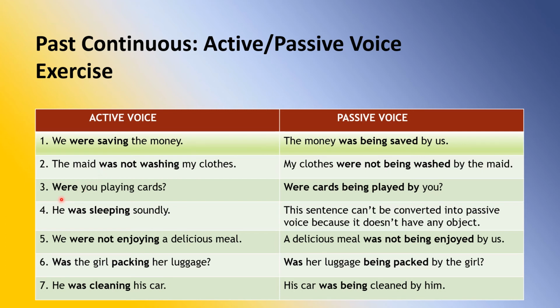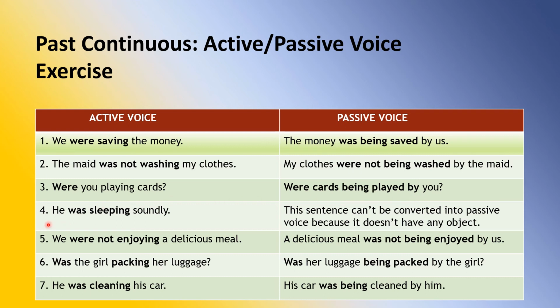The third sentence is: were you playing cards? Now, cards here is the object, and were shows that this is the interrogative sentence. We shall convert it like this: were cards being played by you? I hope you understand now.